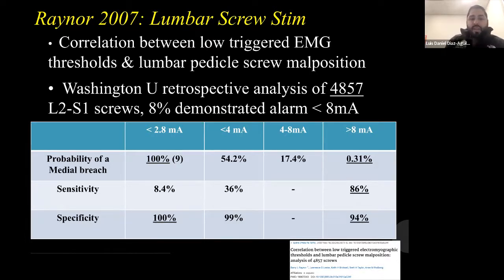The various numbers seen here within the table: less than 2.8, almost assuredly a medial breach, with a very high specificity and a low sensitivity; less than 4, very high probability; and then if greater than 8 milliamperes, we see very high sensitivity and specificity, with a 0.31% probability of a medial breach, very low. So within most ORs, if you're greater than 8, generally the surgeon should be satisfied with the placement of the screw, at least from an electrophysiologic perspective, in terms of a medial breach.